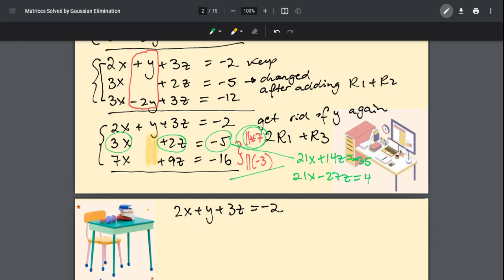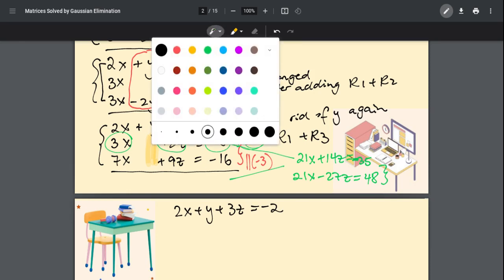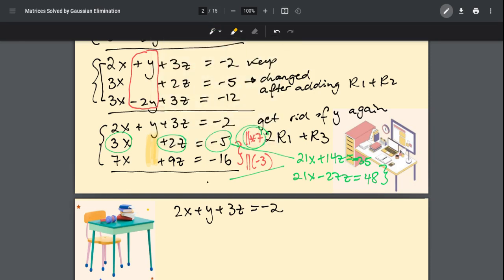positive 48. Okay, so now I'll be ready to add these two up, and as I do so, I can record what I did. I did 7 times row 2 plus -3 times row 3. And I'm going to go ahead and keep my second row. Okay, so it's going to be my keeper.